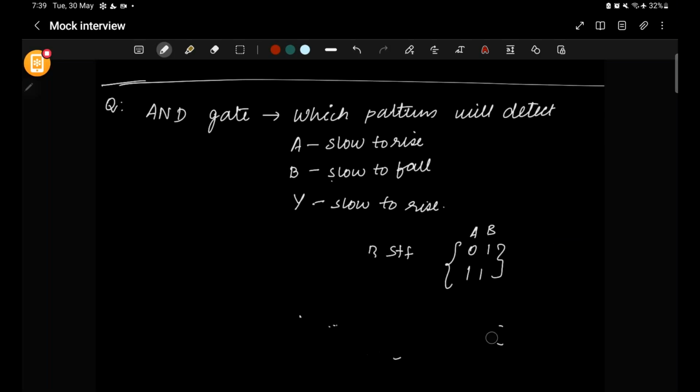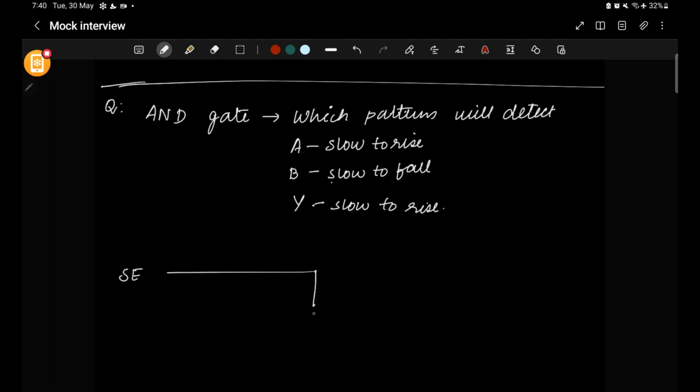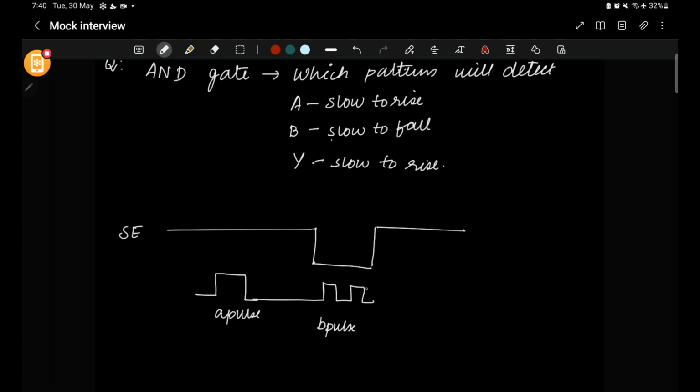So A slow to rise means, A slow to rise. So what will happen here is, in your TDF, how will it be? This is your scan enable. So shift to capture, you'll be having it like this. Here you'll consider this as A pulse, and then this to be B pulse and this pulse is C pulse. Two fast clock pulses are there.